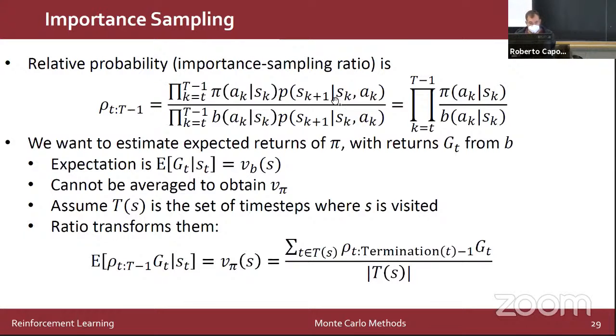Of course, the other thing is the probability of the trajectory here. For the probability of the trajectory in this ratio, we can get rid of the transition probabilities because this simplifies to one, so we don't need to use that for computing our importance sampling ratios. And still, the importance sampling ratios represent the weight, the ratio between the trajectory probabilities for pi and for B.